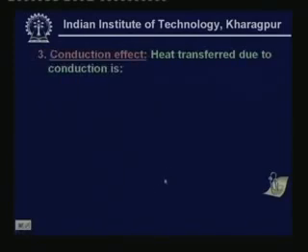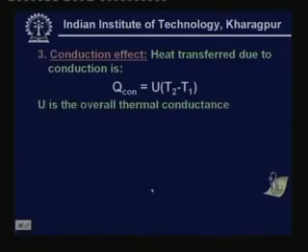Third effect is known as conduction effect. When you are maintaining the junctions at two different temperatures, heat conduction takes place along the material, and this heat transfer rate is given by Q conduction equal to U into T2 minus T1, where U is the overall thermal conductance and T2 minus T1 is the temperature difference.